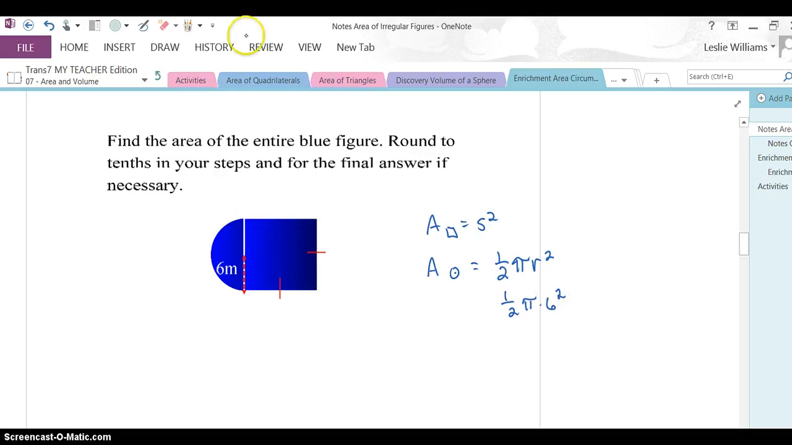So if the radius is 6, then the diameter is what? Right, the diameter has to be 12. So I'm going to use 12 squared to find the area of the square. So take a minute, find the area, and then check back.